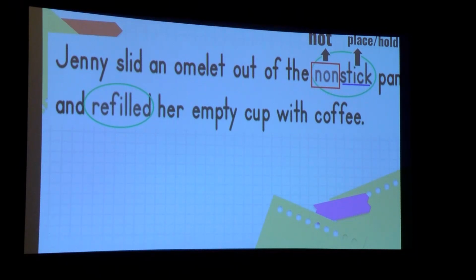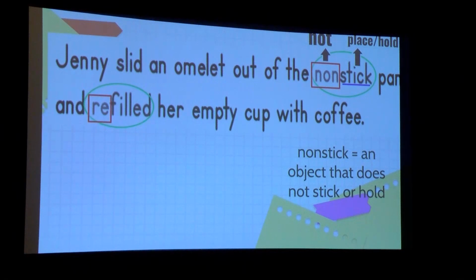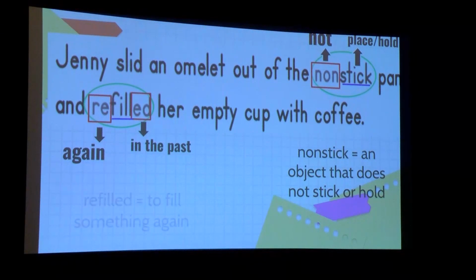And then refilled. And there's something different about refilled. We have a prefix. Do you all notice anything at the end of the word that would be different? The ending, it is a suffix. It means past, and then we have the base word, fill. So we have re again, and then the base word, the suffix in the past. These are all things that we've talked about up until this point. This is not any new information for them. And then we have the fill, to fill something again.